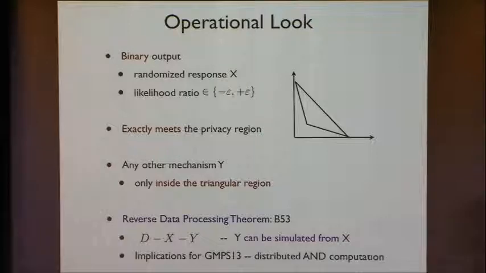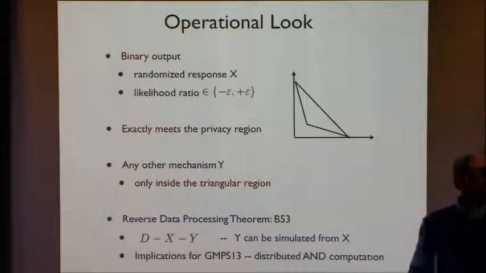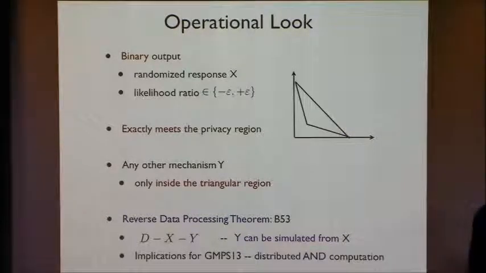Once you understand it at this level, we can go back to the distributed computation and simulate the protocol they had with a randomized response. That's just an example. So the binary case works out quite nicely. Randomized response is optimal, and furthermore, it is the only one you need. Anything else can be simulated by it, so there's no real reason to do anything else.